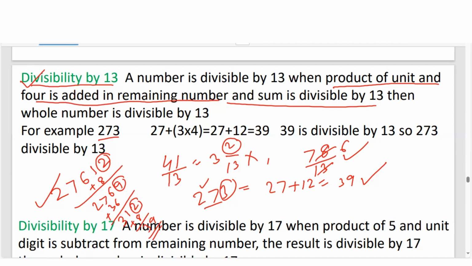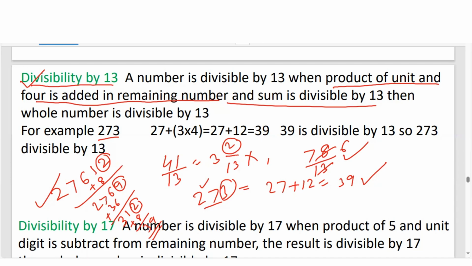So repeat the same. Again, unit is 9. So 9 into 4, 36. Add this 36 to the number. So what we are getting? 312. Again, this is a 3-digit number. So we are repeating the same condition. 2 into 4, 8. So 31 plus 8, 39. Now it is easy to check that the number is divisible by 13. Yes, this number is divisible by 13.